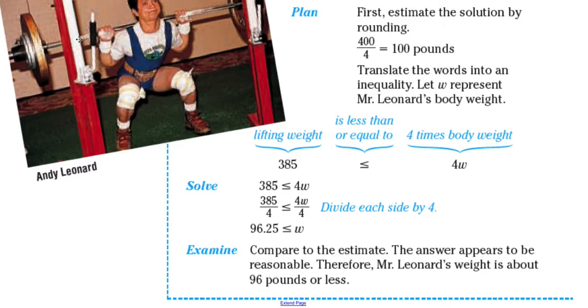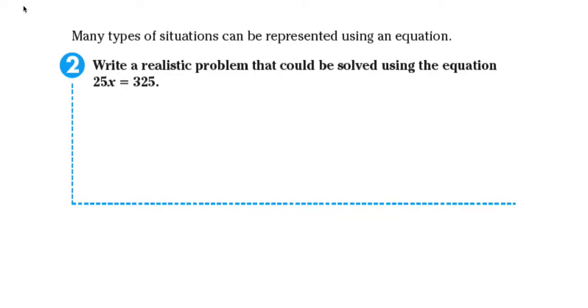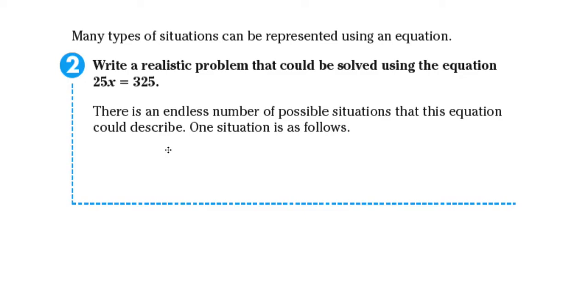Let's take a look at the last example, example number 2. Many types of situations can be represented using an equation. In this case, we want to write a realistic problem that can be solved using the equation 25x equals 325. There are a lot of ways you can do this. There's an endless number of possible situations that this equation could describe.